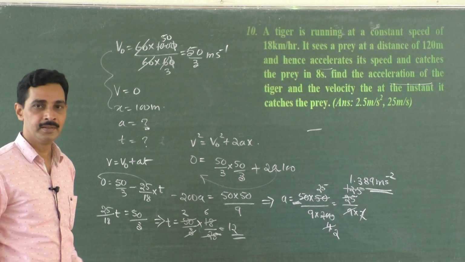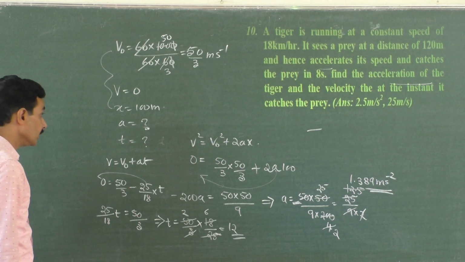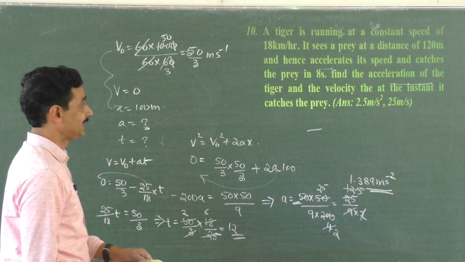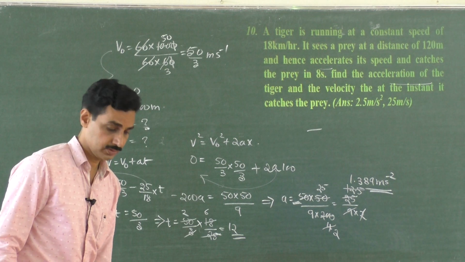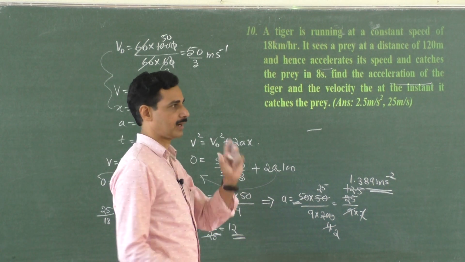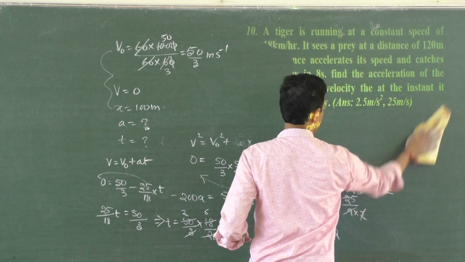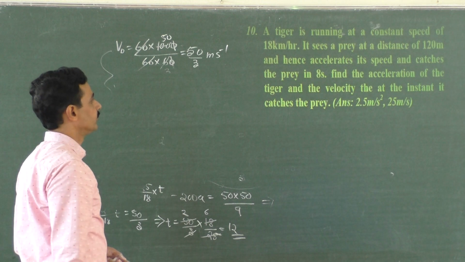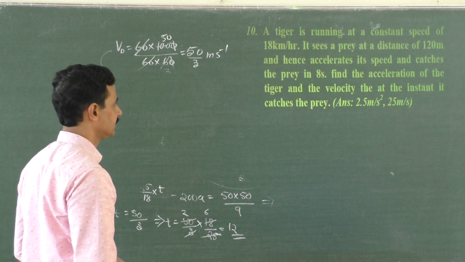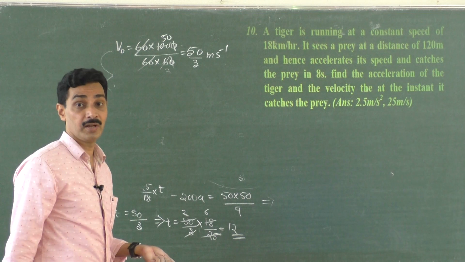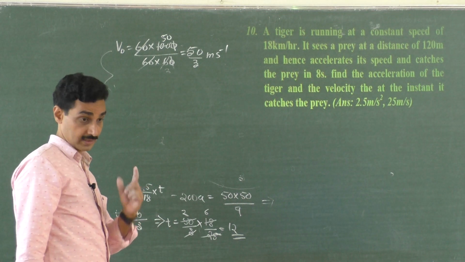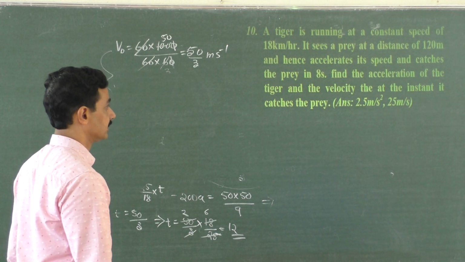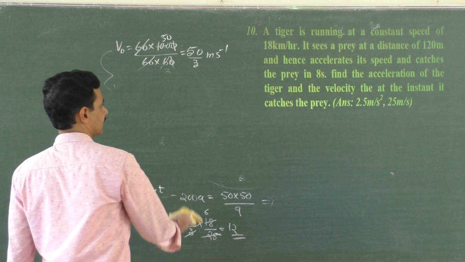We have time, so the tenth one. A tiger is running at a constant speed of 180 km per hour. It sees a prey, meaning it wants to eat something, maybe a small rabbit or a buffalo, at a distance of 120 meters, and hence accelerates. Initial velocity is 180 km per hour; it increases its speed and catches the prey in 8 seconds. Find the acceleration of the tiger.